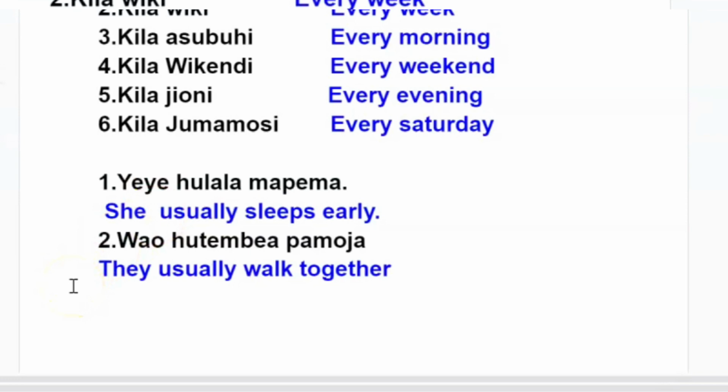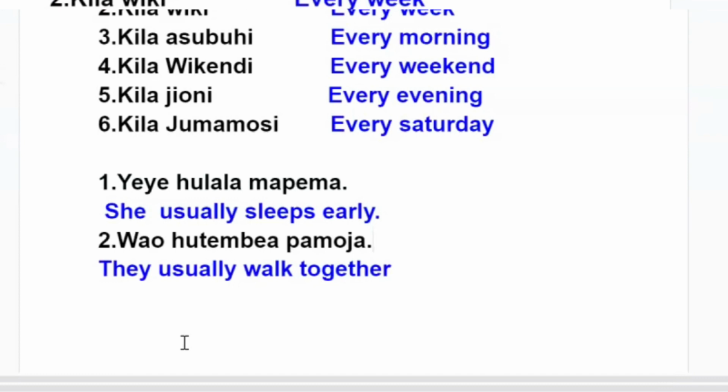Second one, wao hutembea pamoja. They usually walk together. So it means every time you see them, they are walking together. You will say wao hutembea pamoja. So this particular hu is the one to tell you that that particular action is not just done once, but can be done occasionally on a regular basis.